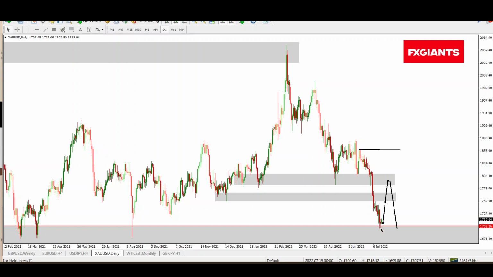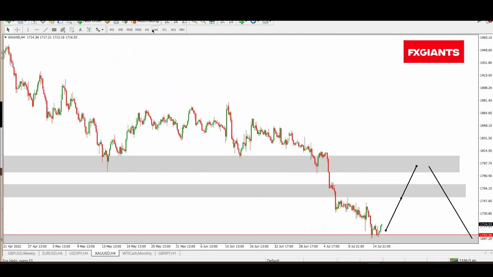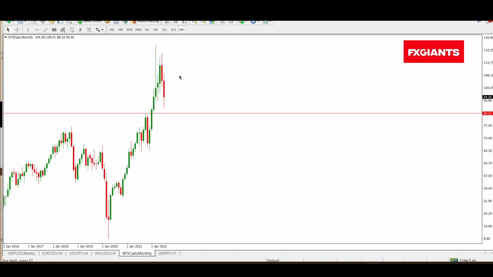We may experience some bullish retracements, but the bias remains bearish until this daily high is taken. This daily high is marked with this black trend line here. As long as it remains intact, our bias remains bearish overall on gold. So let's move quickly to the 4 hours time frame. Alright, same as the daily time frame. So we'll move to US oil.